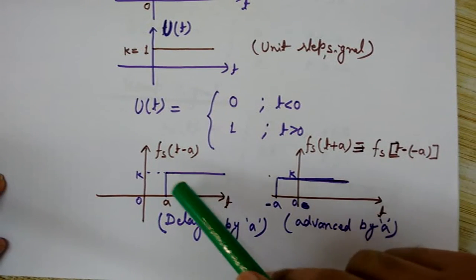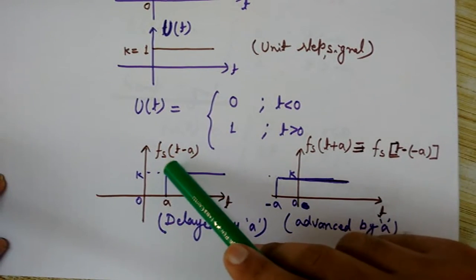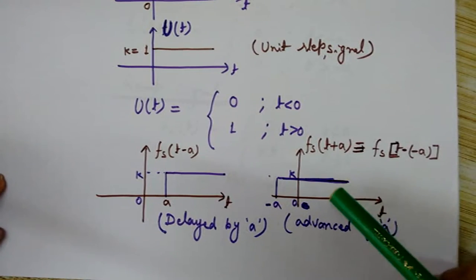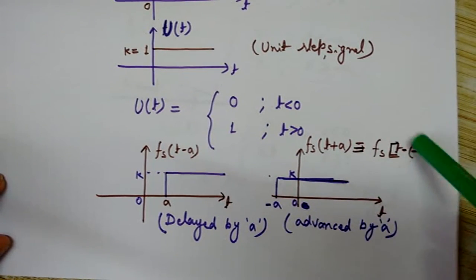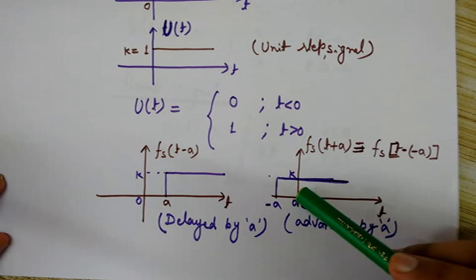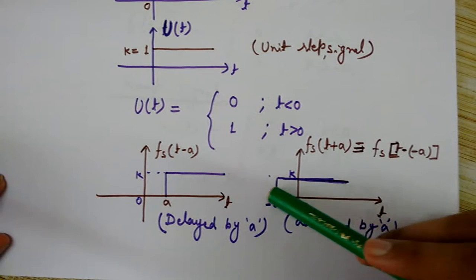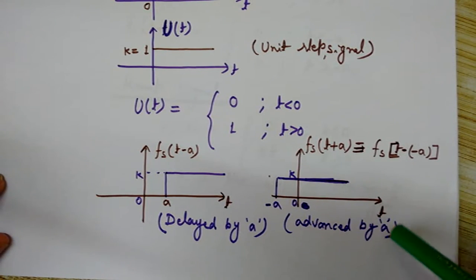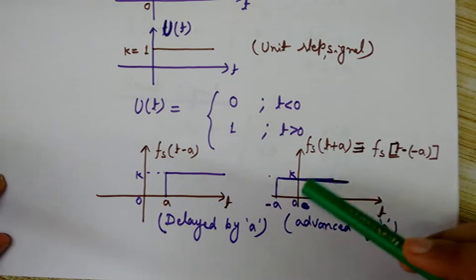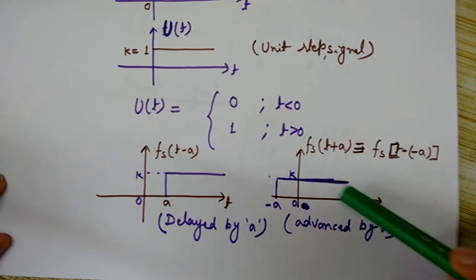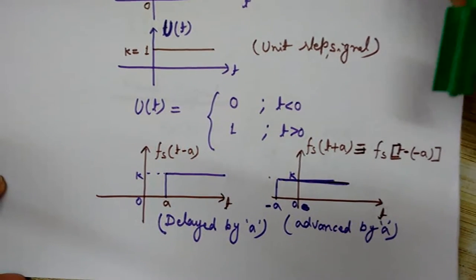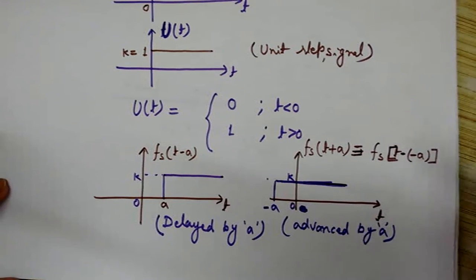So we represent this signal as f(t minus a) if it is delayed by a constant value a. Similarly, this step signal has been shifted by a constant value minus a, or you can say a value of a on the left side. So it is called advanced by a, since these values of time on the left side come before the values of time on the right side. So we say that it has been advanced by a constant value a. So this is a shifting by a.